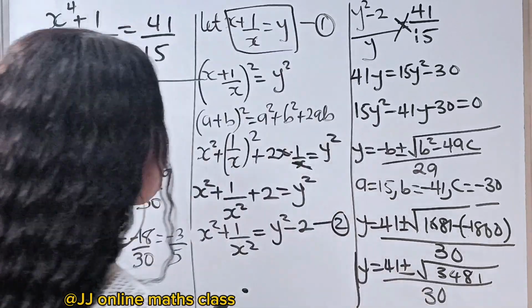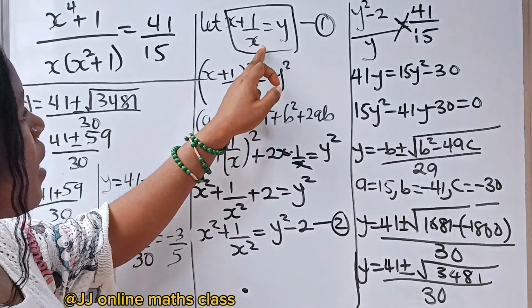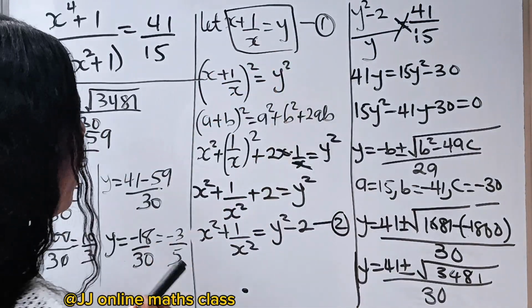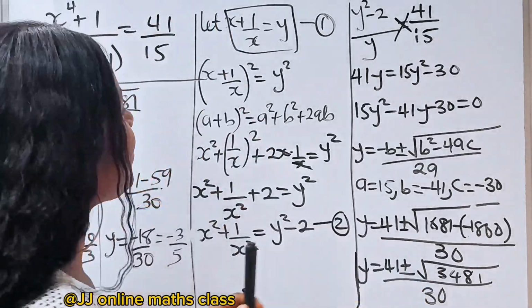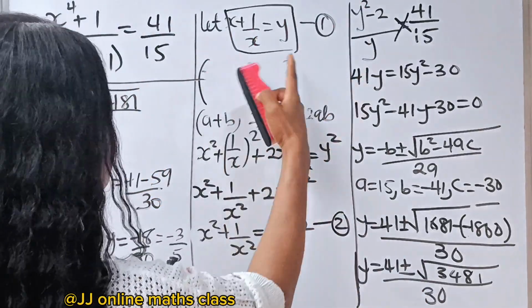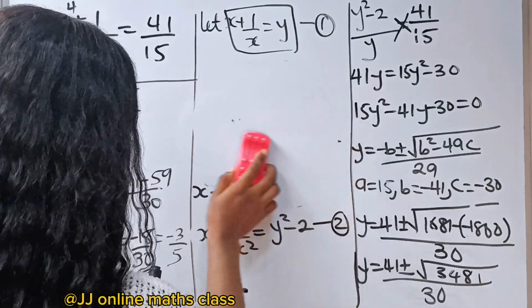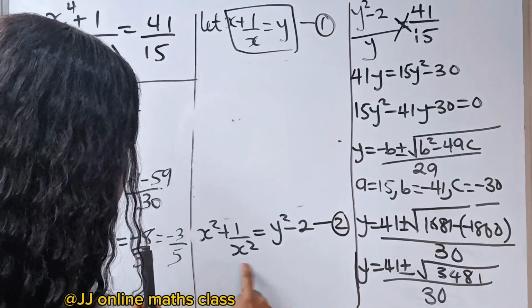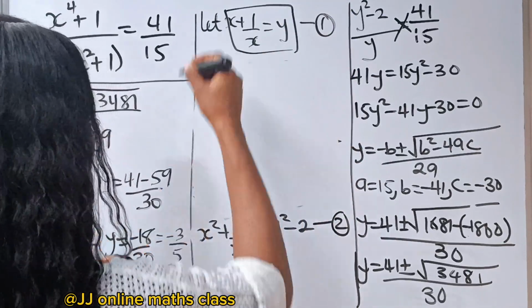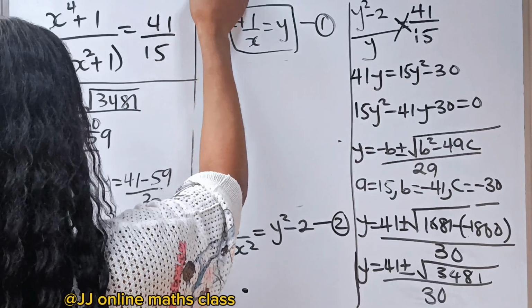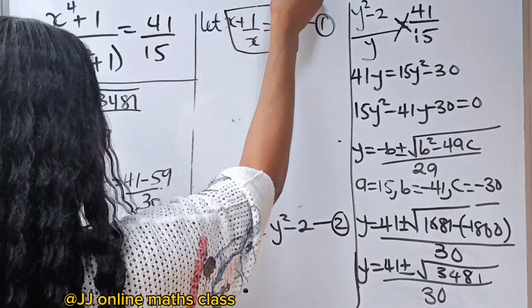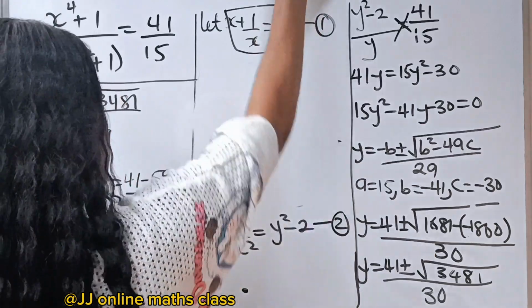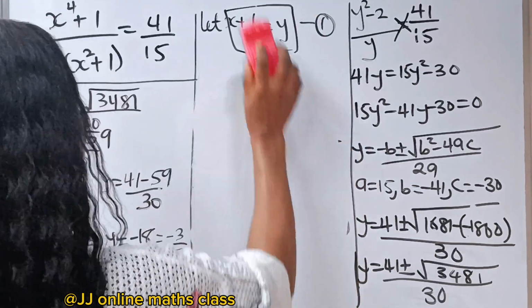Now recall that x plus 1 over x is equal to y. All right, so that is where we are going to focus right now. I'm going to leave it since I need that. Then I'm going to copy this as well, that x squared plus 1 over x squared is equal to y squared minus 2. Let me also clean here.